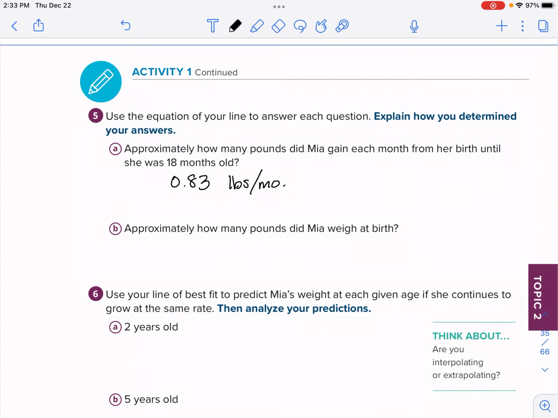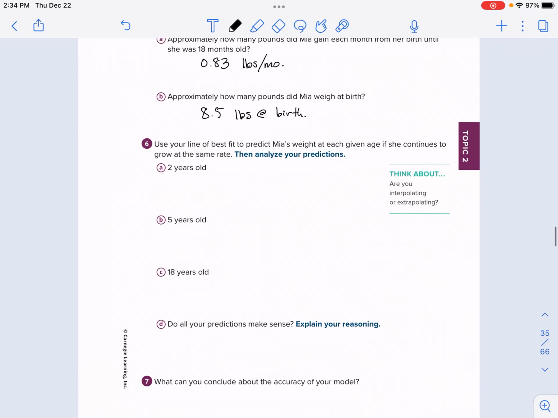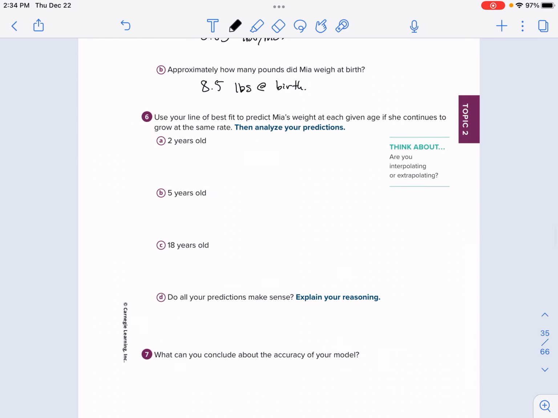And we answered this, approximately how many pounds did Mia weigh at birth. Right, according to the line that we drew, Mia weighed approximately 8.5 pounds at birth. All right, so this is the y-intercept of the equation. Okay, now we're going to use that to calculate her weight at varying ages.